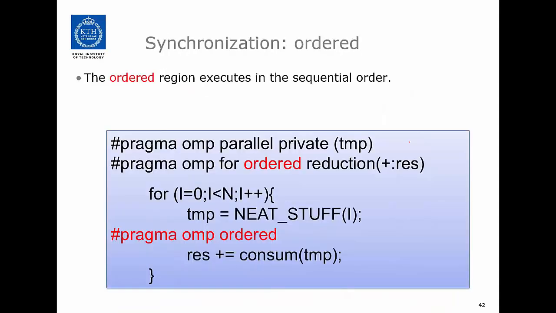The ordered construct is a particular kind of construct to be able to order parts of a for loop as if it would be executed in the sequential order. It can be useful if you have I/O, for instance, and you want part of the code to be doing an I/O operation in the same order as the sequential code. It can be useful if you have non-associative operations in reductions, for instance.